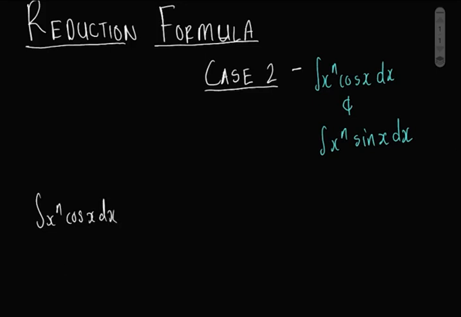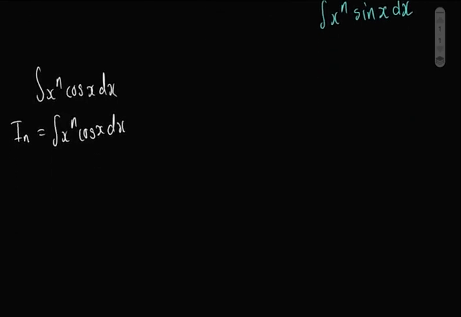the reduction formula for the integral of x to the n cos x with respect to x. Of course, this is going to be our I_n, the integral of x to the n cos x dx. Now, when we are developing this, guys, we use integration by parts, because it's actually an integration by parts question, and it helps us get to the formula. So let's do integration by parts.